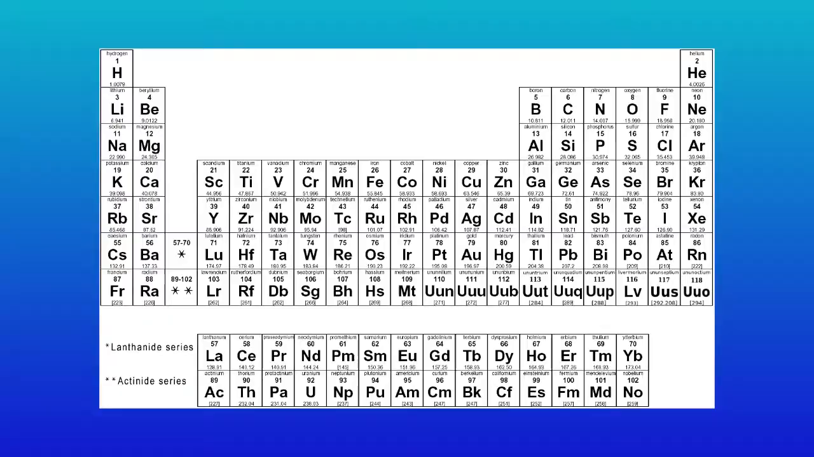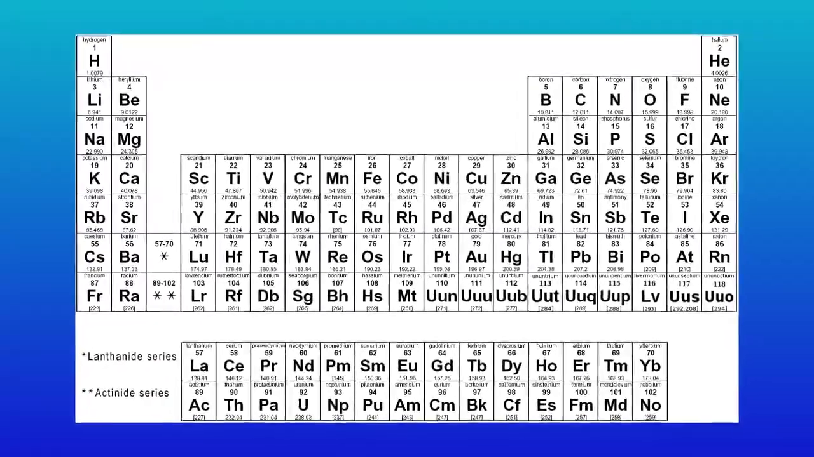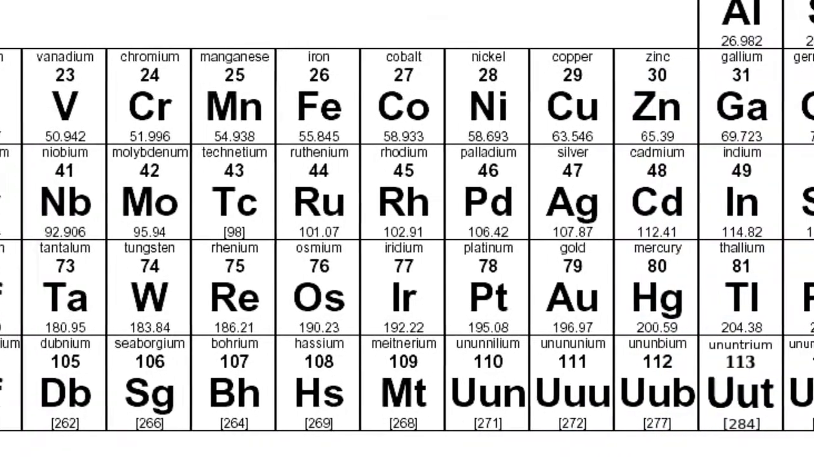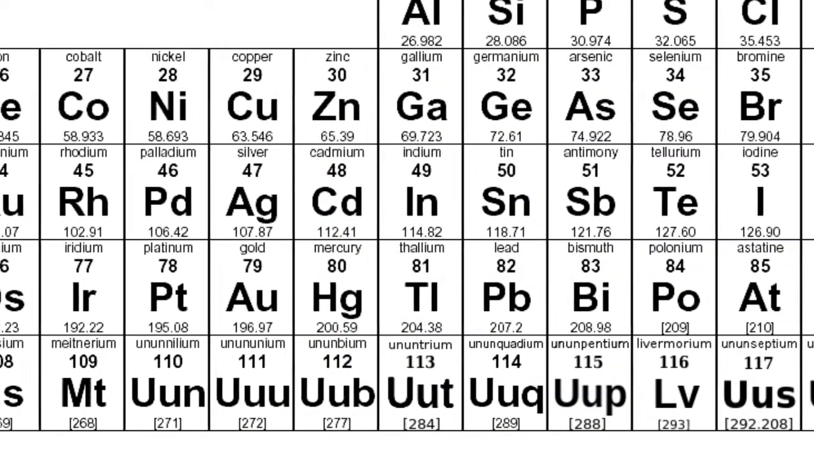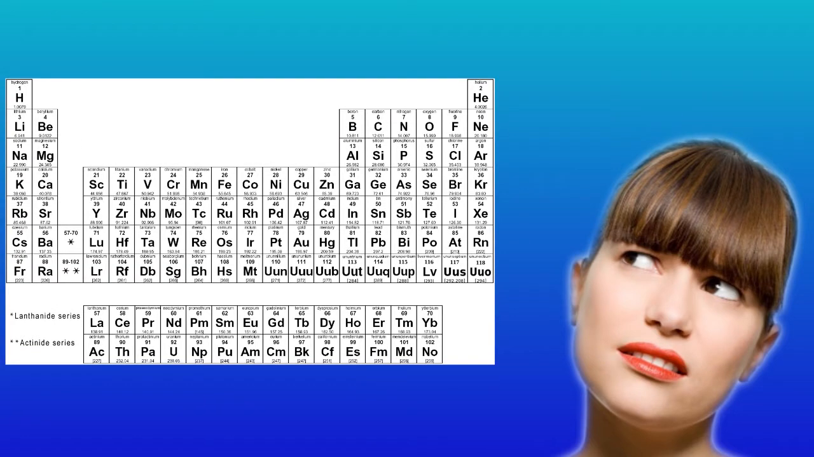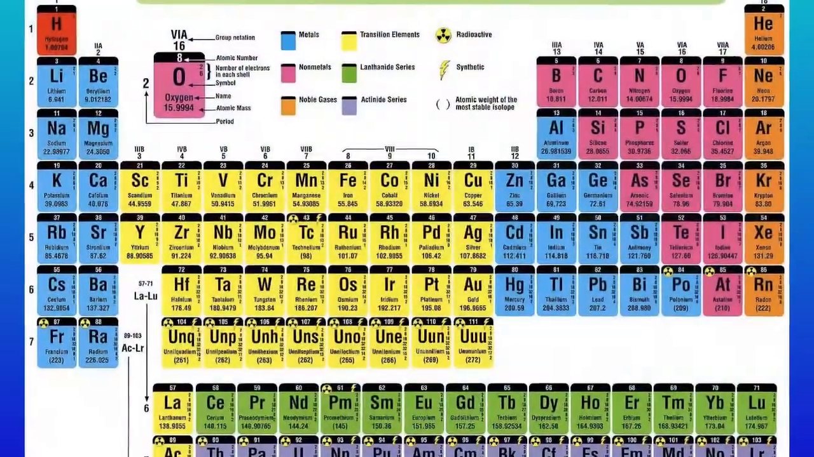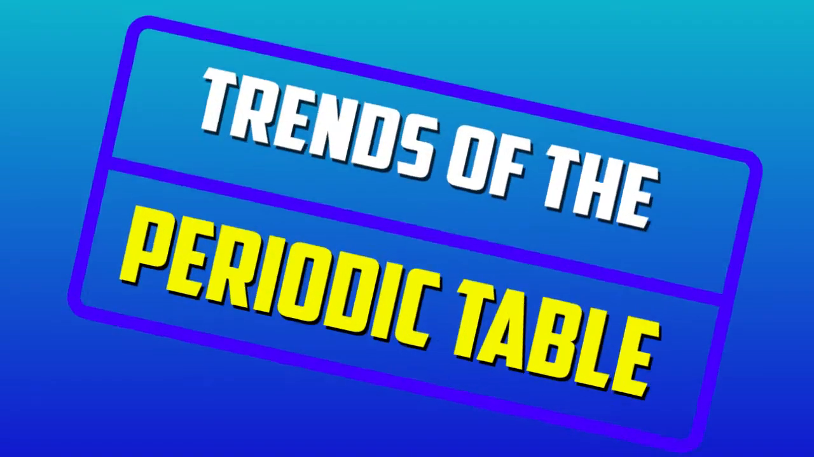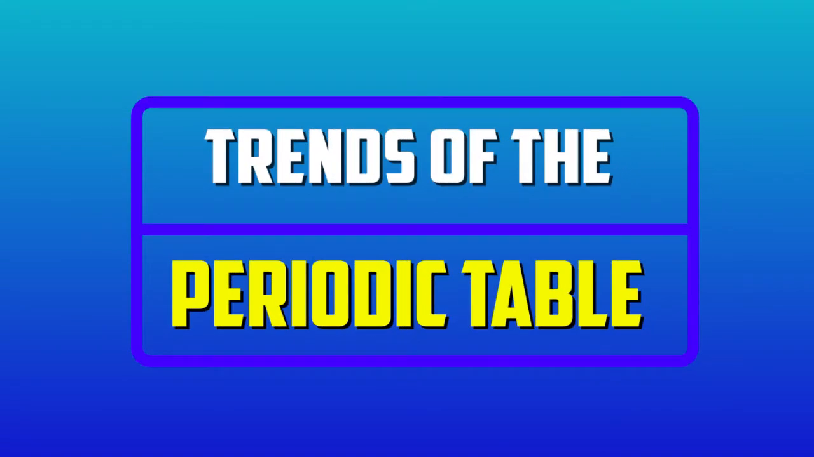The periodic table of elements, a tool used by scientists around the world to identify the hundreds of elements that exist within our world. But in the eyes of someone who's never seen one before, all they would see is a chart with a bunch of confusing symbols. However, when you take a deeper look, you'll find that it has many trends and patterns. In this video, we will be going into detail the trends of the periodic table. Let's get started.